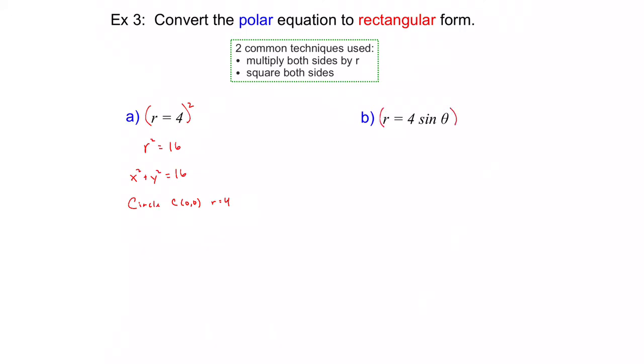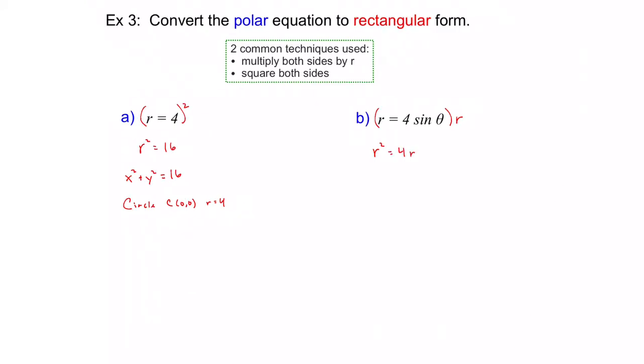Now on this one, this would be better to multiply both sides by r. It still gives us the r squared, but in addition to that, by multiplying by r, we get r sine of theta, which is equivalent to the y value. So once again, practice on this stuff is going to help you know what you should be doing. So x squared plus y squared is equal to 4 times y.